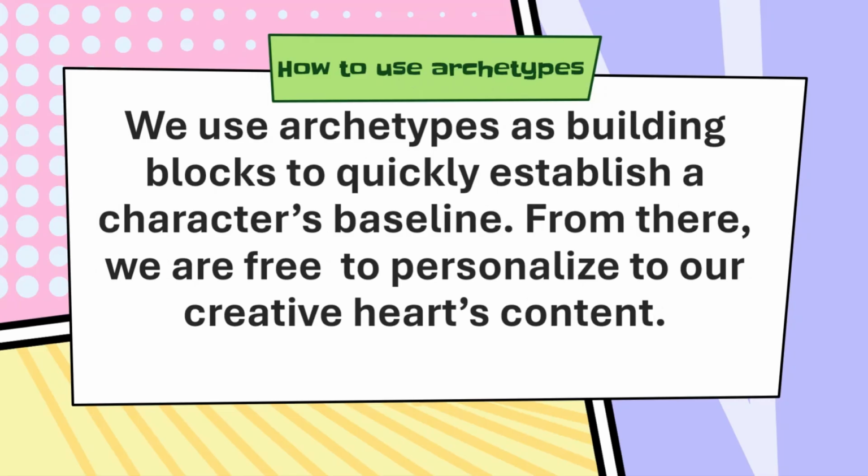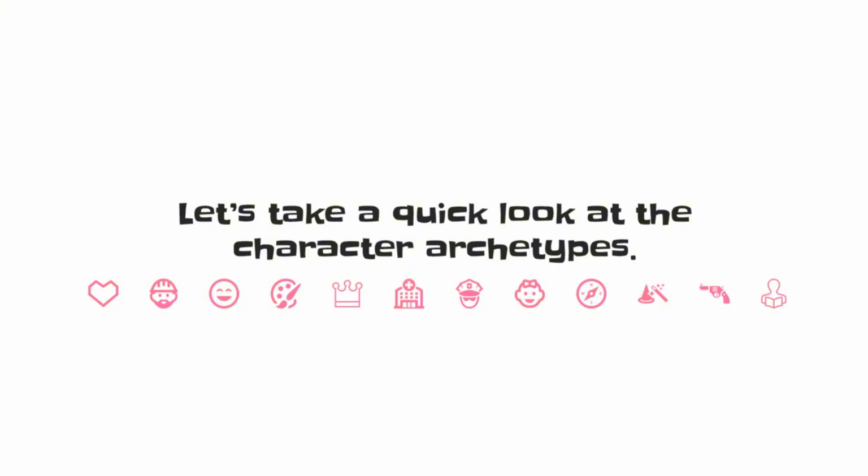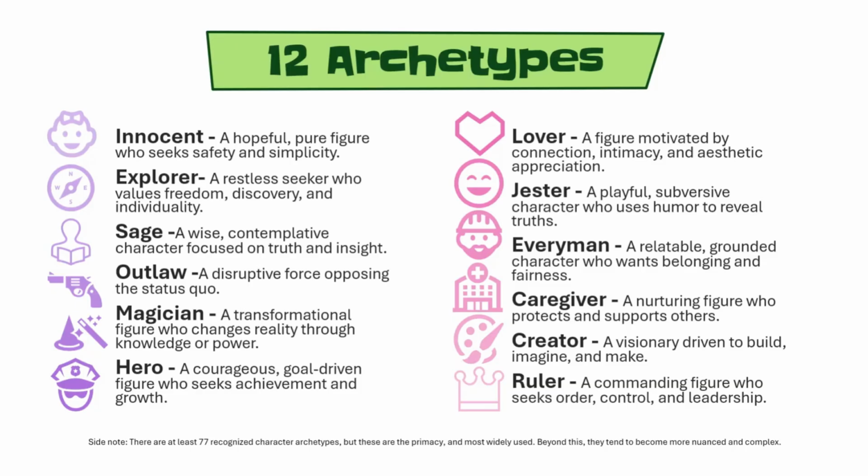How do we use the archetype? We use archetypes as building blocks to quickly establish a character's baseline. From there, we are free to personalize to our creative heart's content. Basically, what we're talking about is stealing ideas, but it's not real stealing, it's artistic stealing, and that's different. Let's poke around the archetypes and you'll see what I mean, hopefully. What are the 12 archetypes? We've got innocent, explorer, sage, outlaw, magician, hero, lover, jester, everyman, caregiver, creator, ruler, and a partridge in a pear tree. There's no partridge, there's no pear tree.